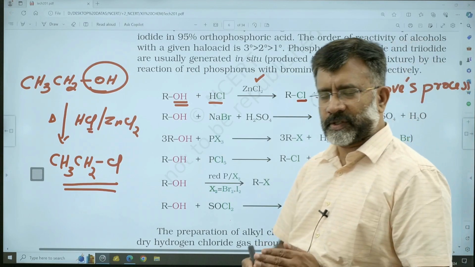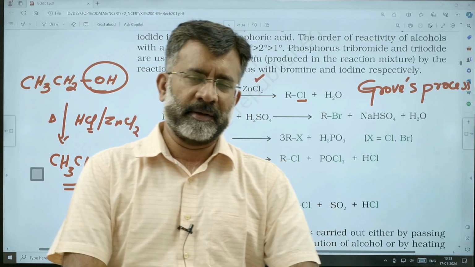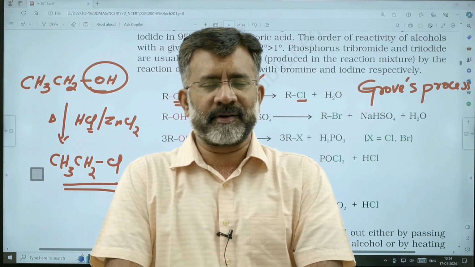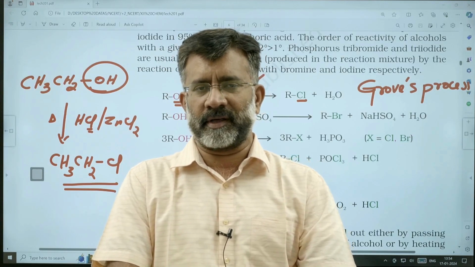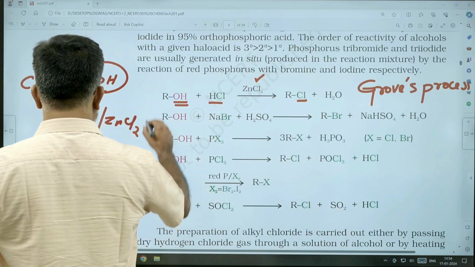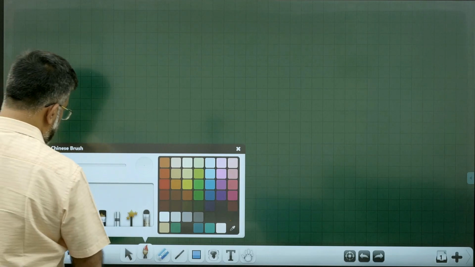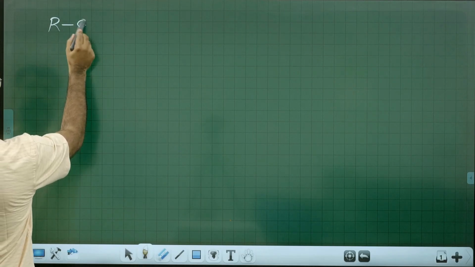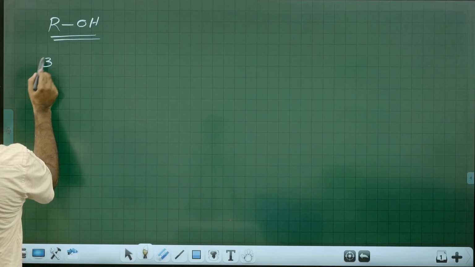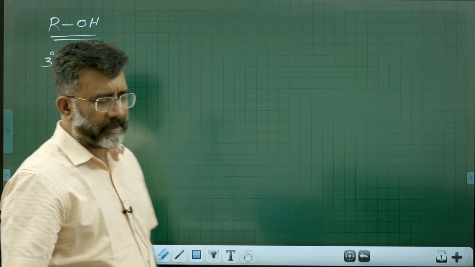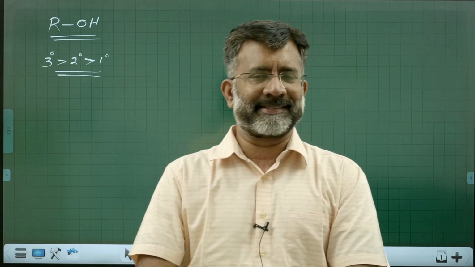But the same reaction, when used for testing alcohols, primary, secondary, tertiary, can be tested using anhydrous zinc chloride and concentrated HCl, which is the so-called Lucas reagent, and the test is called the Lucas test. This is the reaction behind that, because the order of reactivity is used here. The order of reactivity of alcohols, as all of you may be aware, is tertiary greater than secondary greater than primary. This is the order of reactivity of alcohol towards all these substitution reactions.